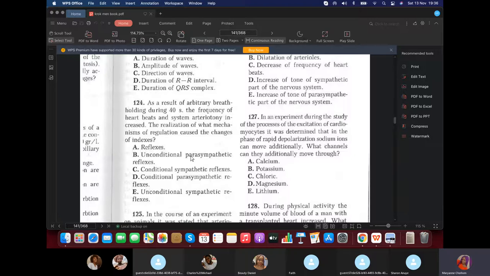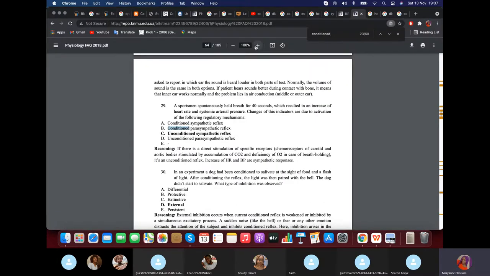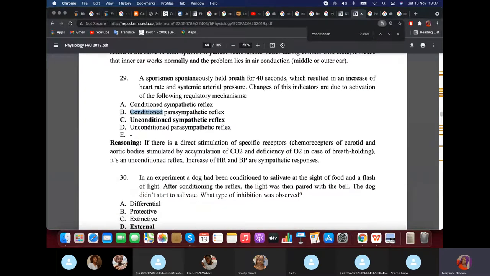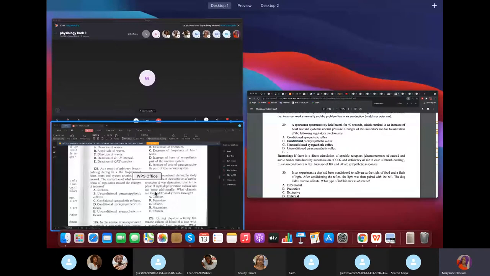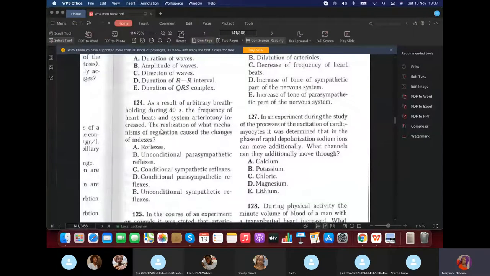So what does it mean? It's sympathetic here. How many sympathetic responses do you have here? 1, 2. So the next question you ask yourself is, is it a conditioned or unconditioned reflex? Anytime you approach a question like that, there is this reasoning: if there is direct stimulation of a specific receptor in the body, it will be unconditioned. Right from reading the question, I can tell that the person did not learn this. If you hold your breath, you cannot learn this. It's part of your normal mechanism. But if you are confused and not sure if this person learned this or not, you can also ask yourself, does what the person is doing have a direct stimulation on the body? Yes. Why?